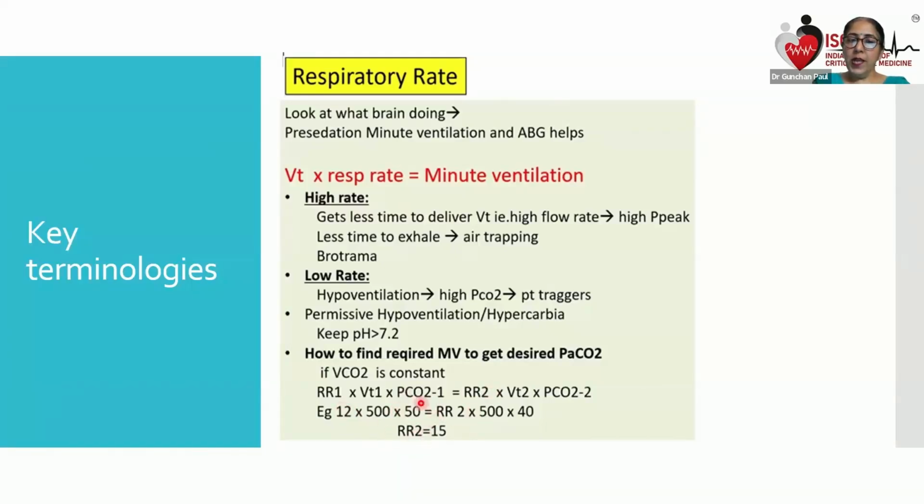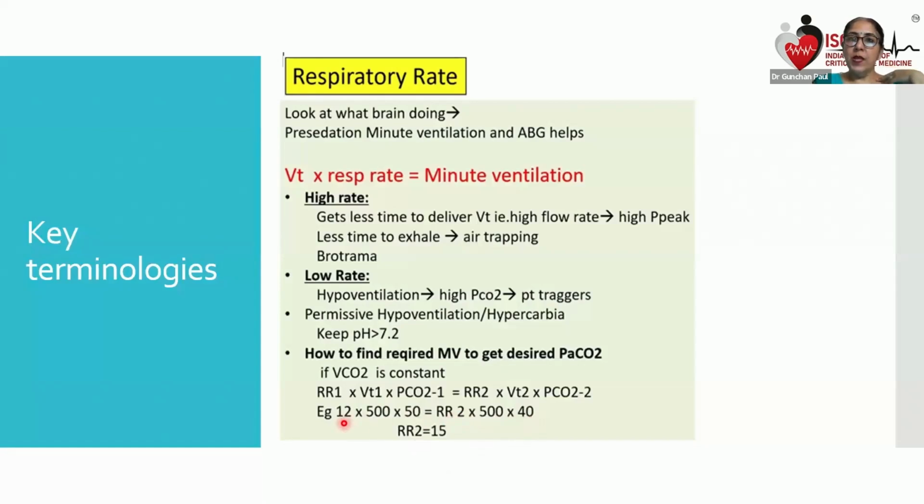So if a patient has a PCO2 of 50, the tidal volume is 500, and his respiratory rate was 12, and I want to increase the respiratory rate. How do I calculate? Tidal volume is 500, but I now want the PCO2 to become 40. So rate into tidal volume into PCO2 is equal to the new respiratory rate which I want to calculate into again the tidal volume 500 into 40 which I desire. So this comes out to be 15.